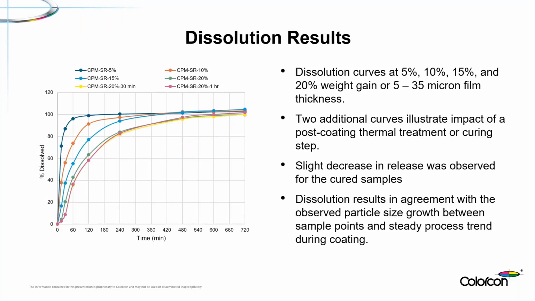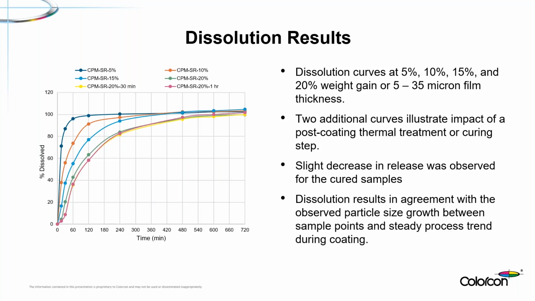Here we see dissolution results from the study. A few things to note. Dissolution curves represent 4 different weight gains of 5, 10, 15, and 20% weight gain, and film thickness values ranging from 5 to 35 microns. Although somewhat difficult to see, 2 additional curves are shown here at 20% weight gain following a post-coating thermal treatment or curing step for 30 and 60 minutes. The curing was done at an elevated temperature above the glass transition temperature of the coating in the fluid bed.